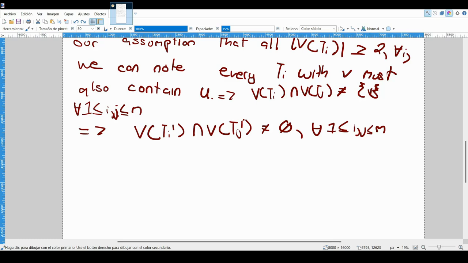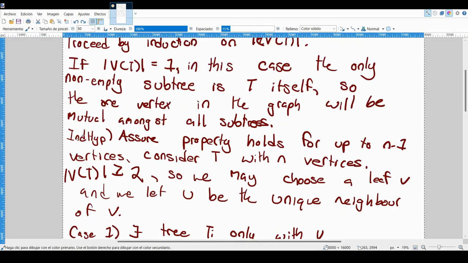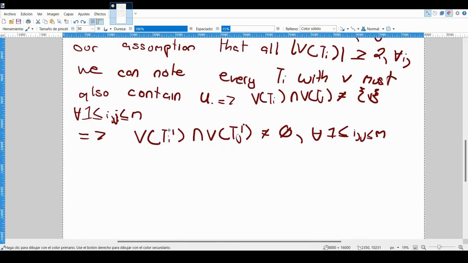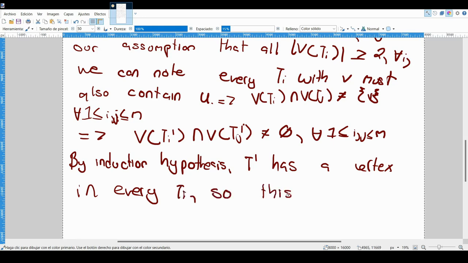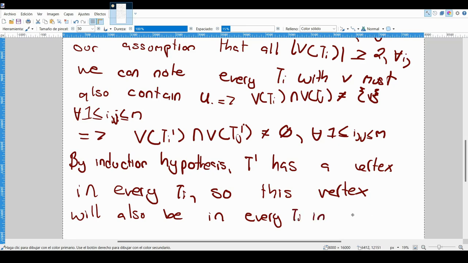Then we can note that given our induction hypothesis, right here, T prime has a vertex in every Ti prime, so this vertex will also be in every Ti in this T prime plus V equals T. So that is all we needed to show, so we are done the proof.